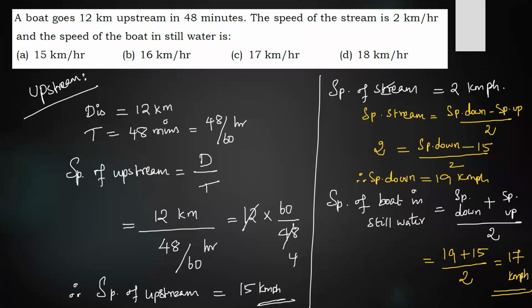Is it clear? Good. So, given the upstream distance and time taken, we can find the speed. Distance by time is the speed, so we found the speed of upstream is 15 kilometers per hour. Then the speed of the stream is 2 kilometers per hour. Using that formula, we can find the speed of downstream. Since the question asks for the speed of still water, we need the downstream speed. Using the stream speed, we found the downstream speed as 19 kilometers per hour. Therefore, the answer is (19 plus 15) by 2, 17 kilometers per hour. That is the final answer.